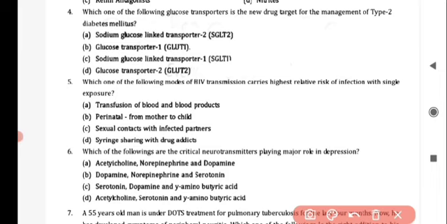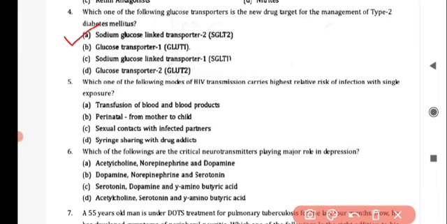Next question is, which one of the following glucose transporters is the new drug target for the management of type 2 diabetes mellitus? And the correct answer is option A, sodium glucose linked transporter 2, SGLT2.